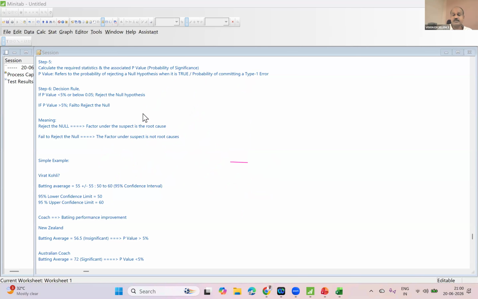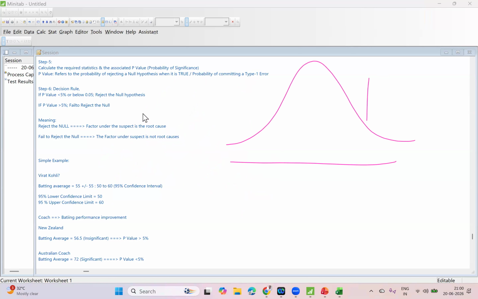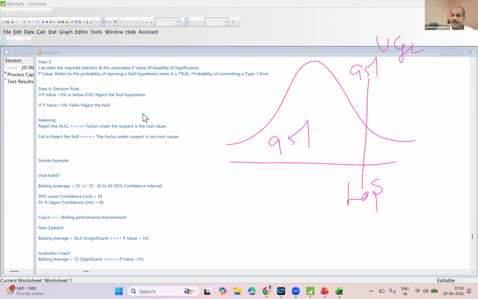So now, this is Kohli's batting curve, and this is the 95% upper confidence limit. Whatever the confidence limit is, that same line in hypothesis testing we are going to call the line of significance. Why? We want to check whether our statistic crosses this line of significance or not. Are you with me? Now, the left side is 95% and the right side is 5%. Hope you understand this also.